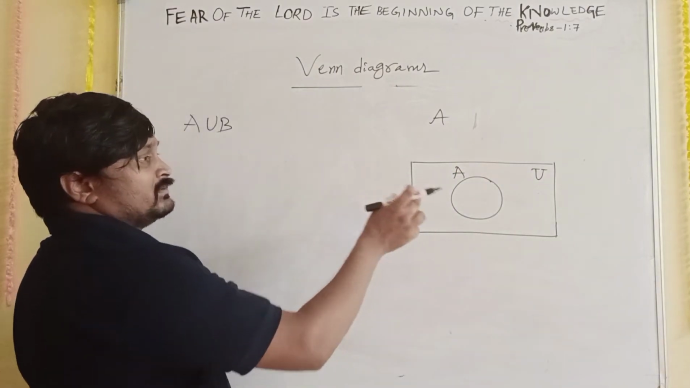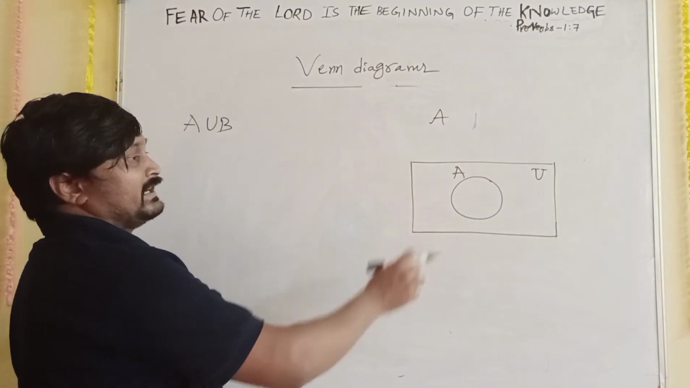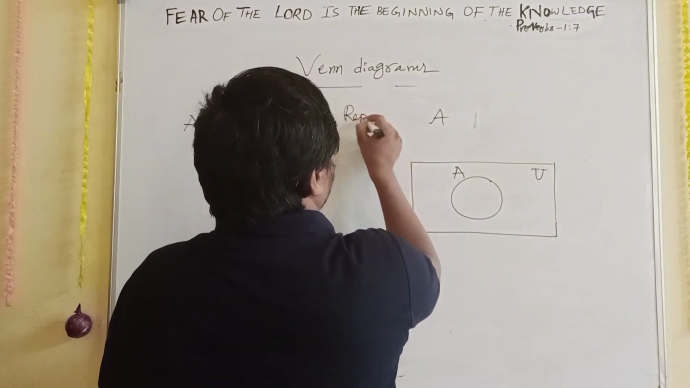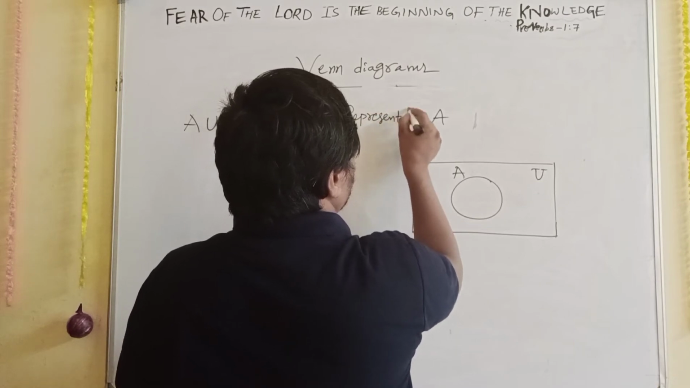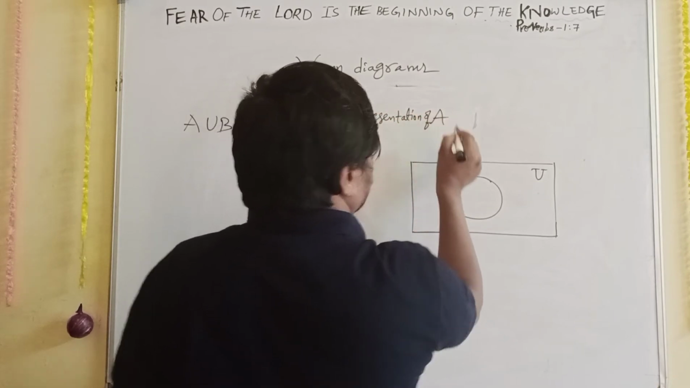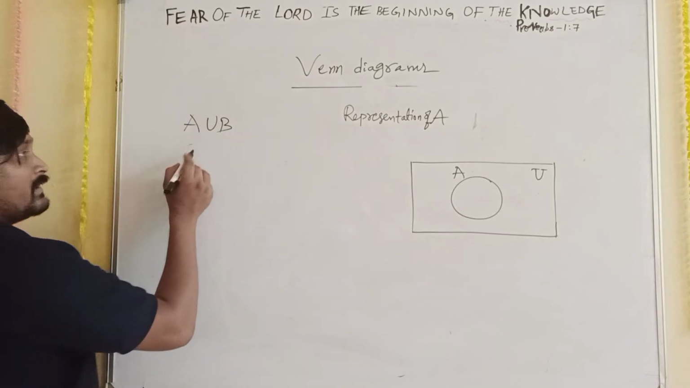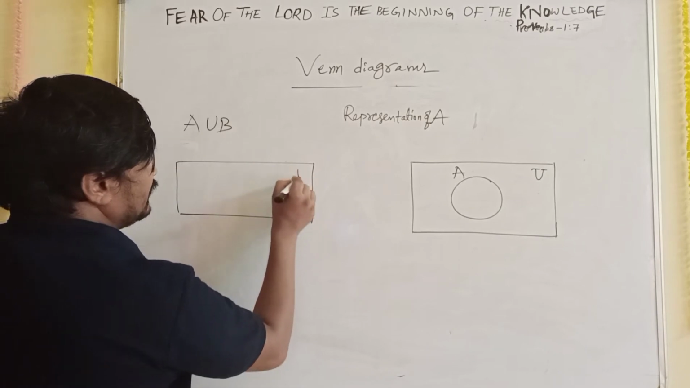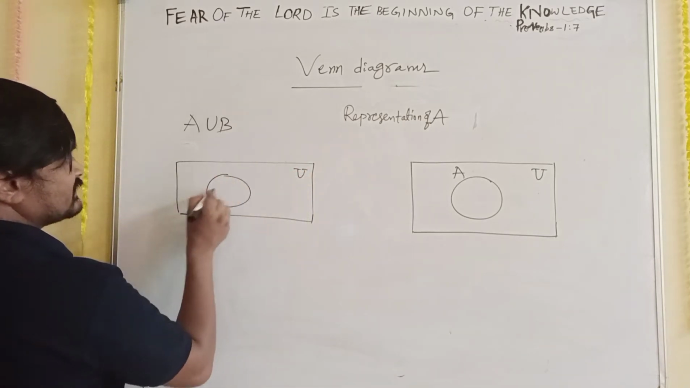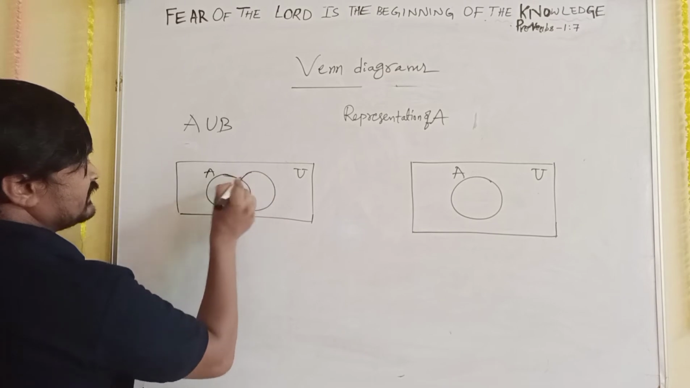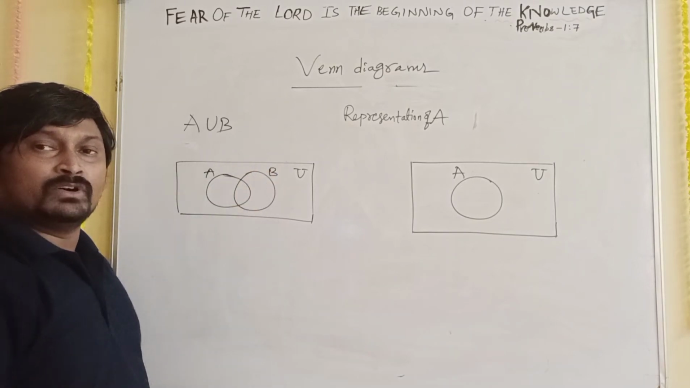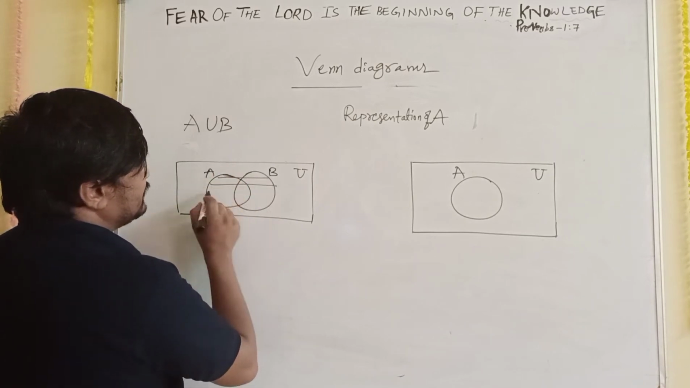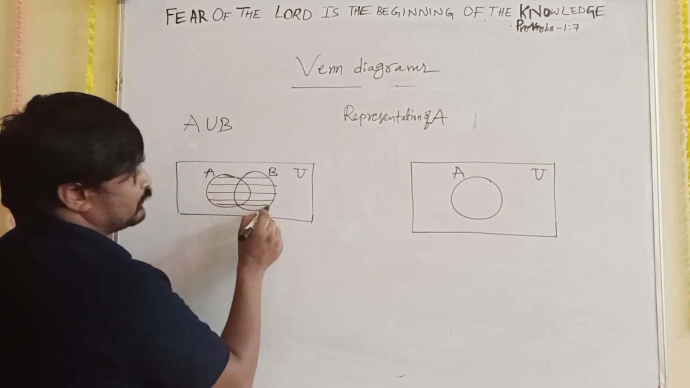Okay, so this is a representation of a Venn diagram, a representation of set A. Now how to represent A union B? Union means combining. Just observe carefully: your U and A is here, B is here, combined both. And combine means we just draw some lines, then you can understand. So A and B both are included.